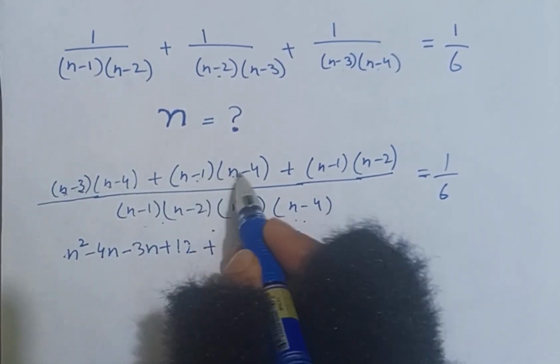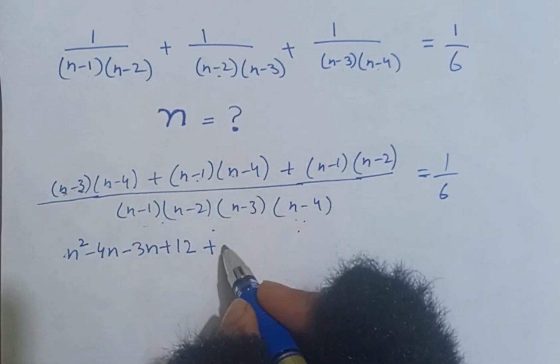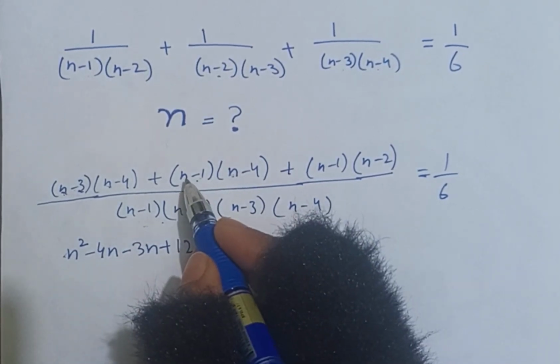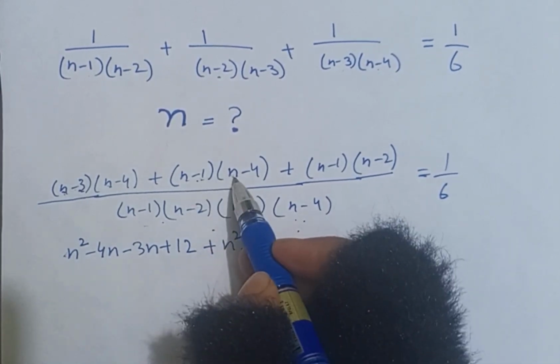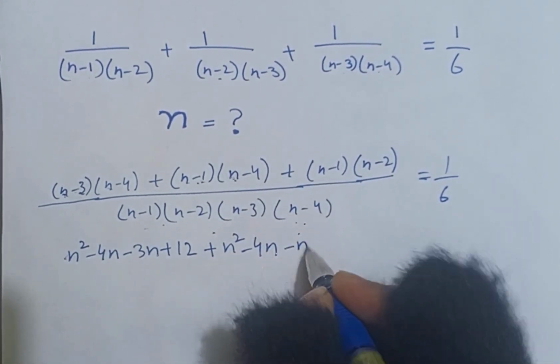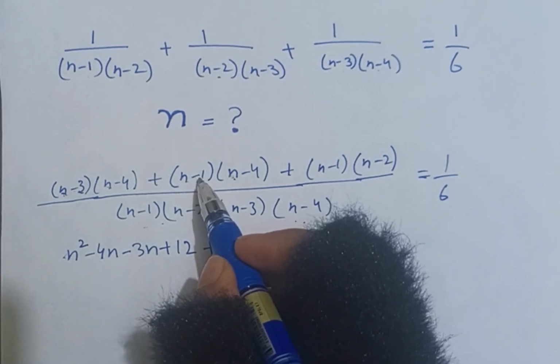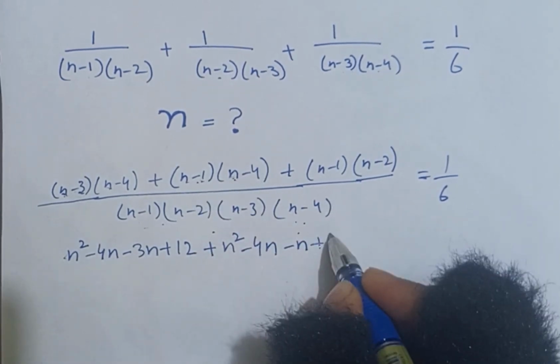Plus, now multiply these two values, n multiplied by n is n square. Multiply n by minus 4, we get minus 4n. And multiply minus 1 by n, we get minus n. And after that, multiply minus 1 by minus 4, we get plus 4.